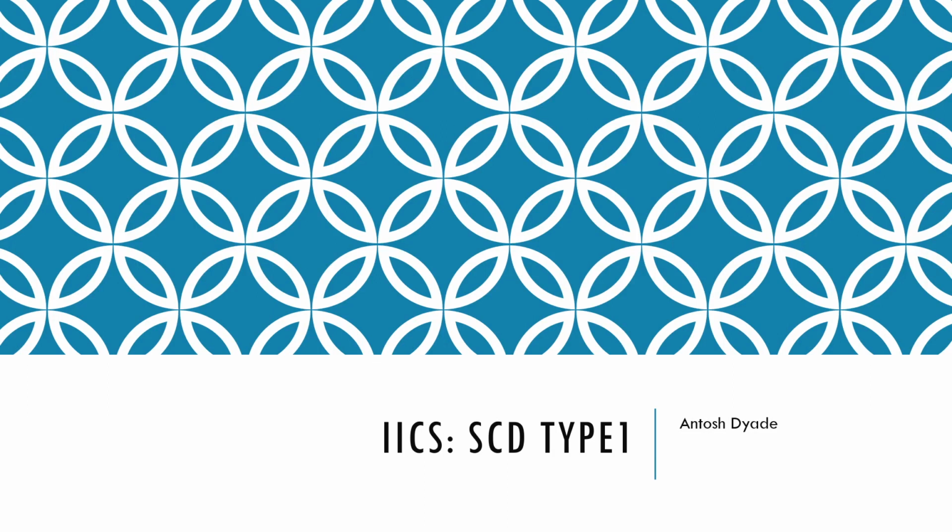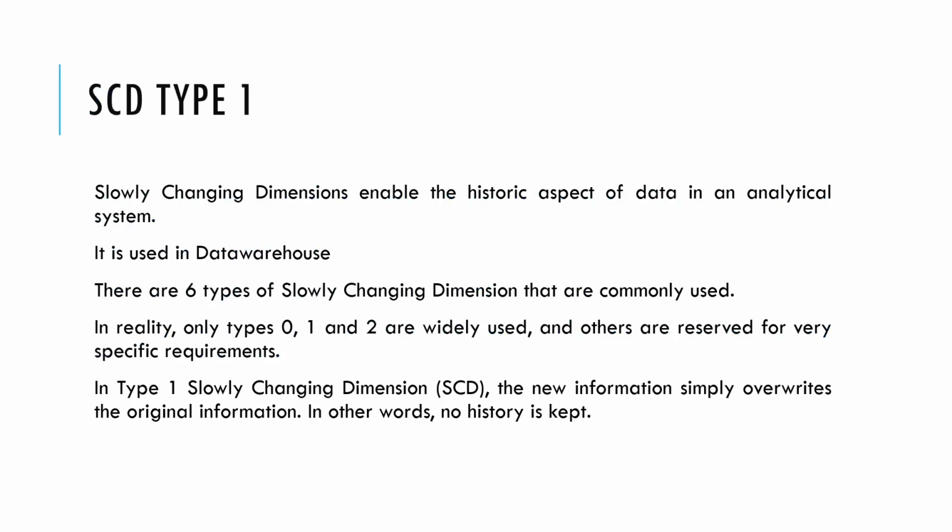Hi, in this video we will see the implementation of SCD Type 1 in IICS. SCD stands for Slowly Changing Dimension, which enables the historical aspect of data in an analytical system. It is used in data warehouse. There are 6 types of slowly changing dimensions that are commonly used, but in reality only type 0, 1 and 2 are widely used, and others are reserved for very specific requirements.